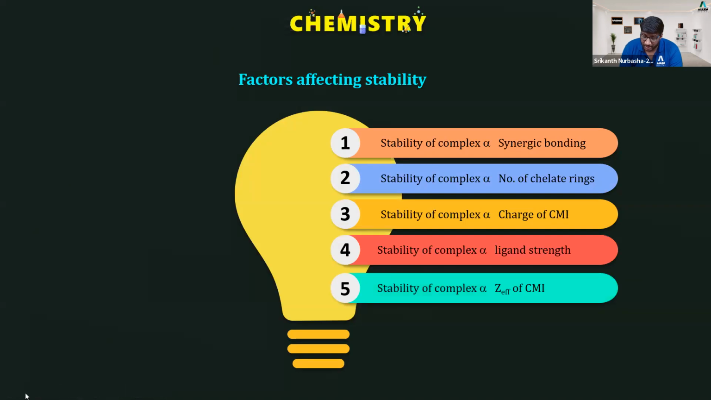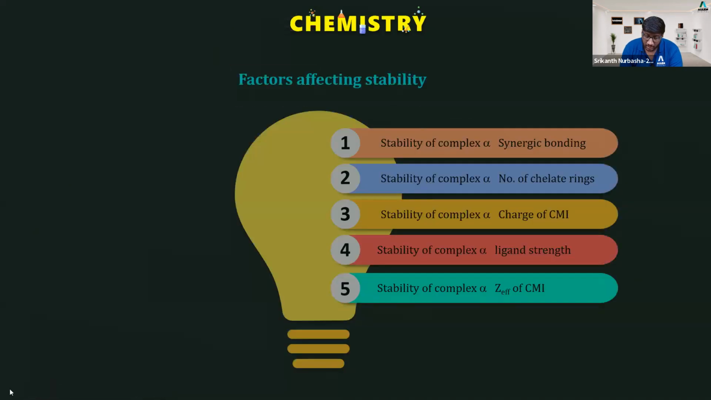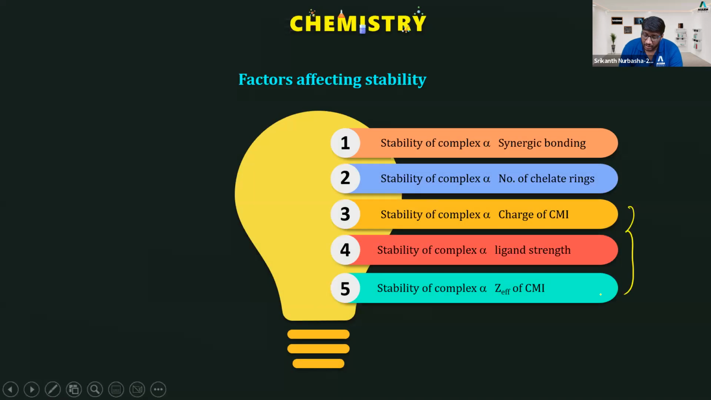Factors affecting stability. Write down these 5 factors. The 3 factors are already same. And the 2 more points are synergic bonding and number of chelate rings. Whatever the complex you are talking about, that complex is more stable if it has synergic bonding, like back bonding. The pi bonding also being available means stability gain. Stability of complex is directly proportional to number of chelate rings. More the number of rings, more the stability.